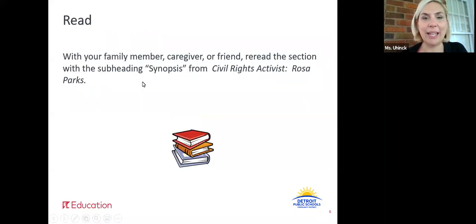All right, so let's go ahead and reread the section titled Synopsis with a family member, a caregiver, or a friend. Now you'll find that section synopsis actually on the first page, right under the picture and the caption. You're going to see that subheading synopsis. All right, pause this video. Go ahead and reread that section now. All right, great. Welcome back.